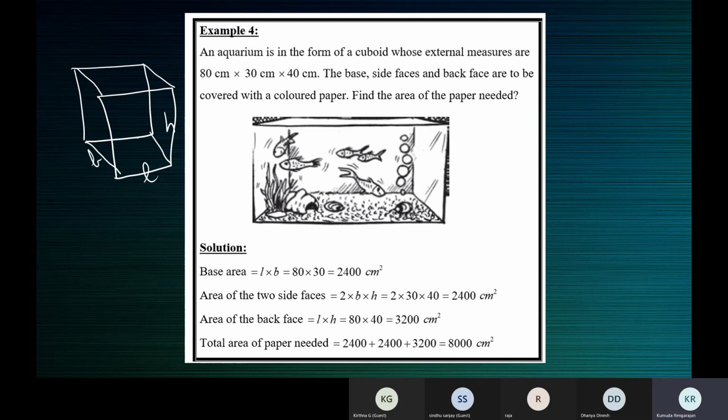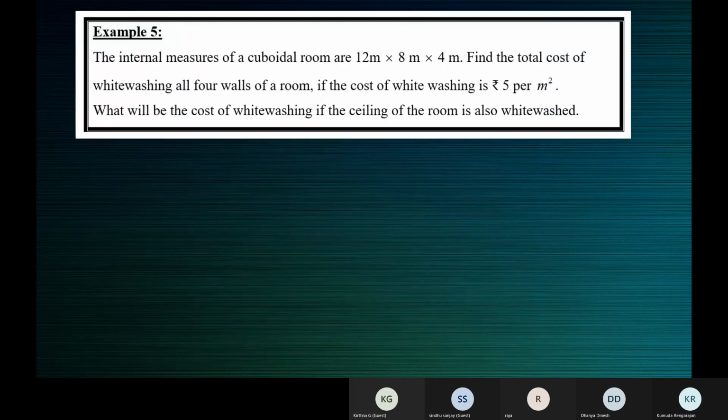All right, if you've not finished working now, take a screenshot and complete it. The internal measures of a cuboidal room are given to you. So the length, breadth and height are given to you. That is the order, LBH is the order always. Find the total cost of whitewashing all the 4 walls of the room, if the cost of whitewashing is ₹5 per unit area. What will be the cost if the ceiling of the room is also whitewashed?